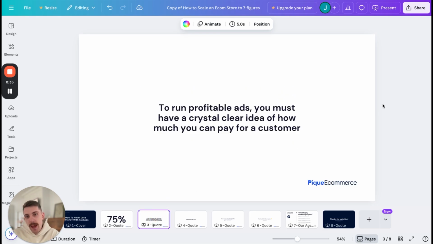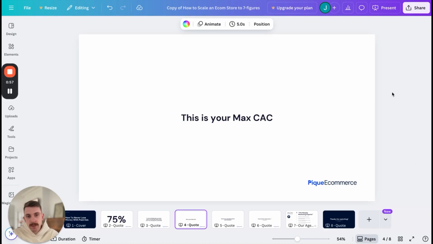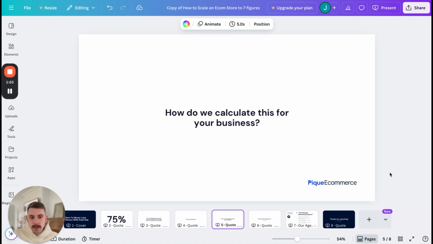To run profitable ads, you must have a crystal clear idea of how much you can afford to pay for a customer. If you don't know this information ahead of time, then you're basically driving blind and you are tempting fate. You are probably going to lose money with ads if you aren't already. So you need to understand what this is. This is your maximum CAC, or maximum cost to acquire a customer. And the question is, how do we calculate this for your business?